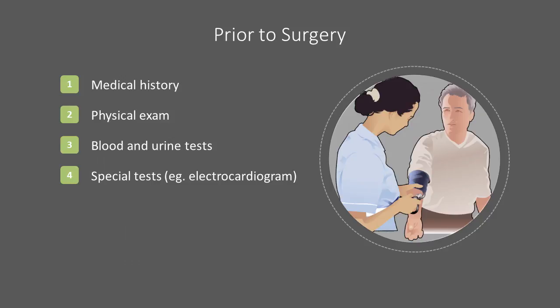Prior to a TURP procedure, you will undergo a medical interview or history, as well as a physical exam. You may have blood and urine tests performed, along with other tests as needed, such as an electrocardiogram, which is a heart test.